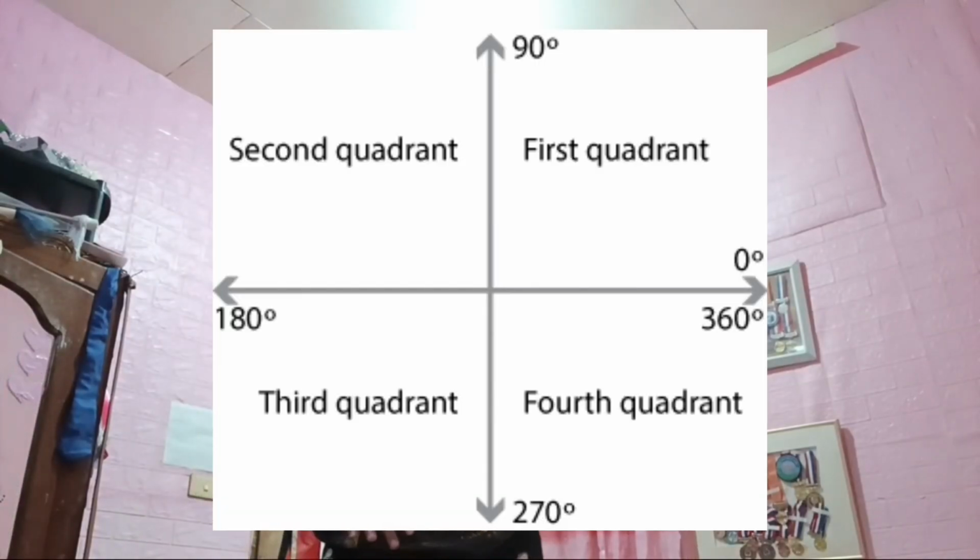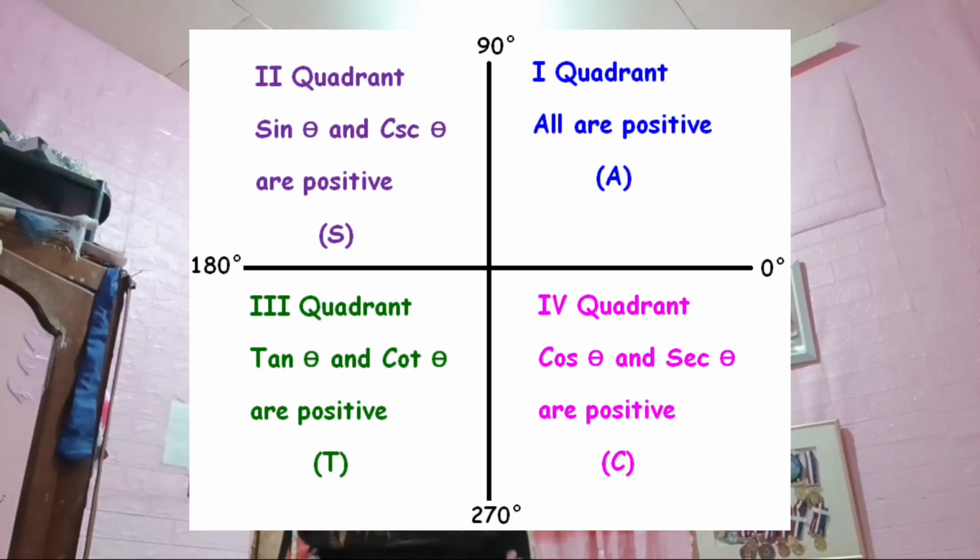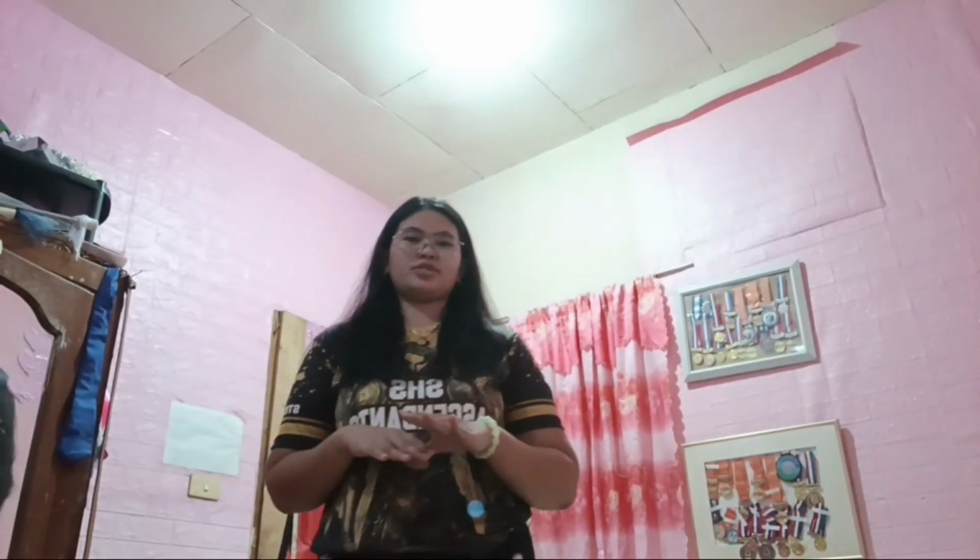Angles can lie in four quadrants. To know where the functions are positive or negative, you only need to remember the ASTC rule. A stands for all are positive in quadrant 1. S stands for sine and cosecant are positive in quadrant 2. T stands for tangent and cotangent are positive in quadrant 3. And C stands for cosine and secant are positive in quadrant 4. You just only need to remember the ASTC rule.